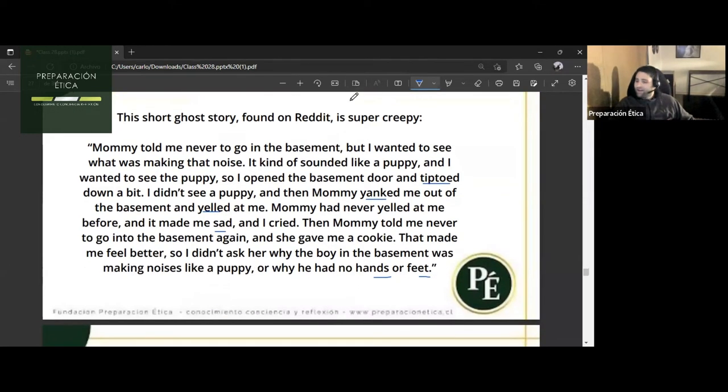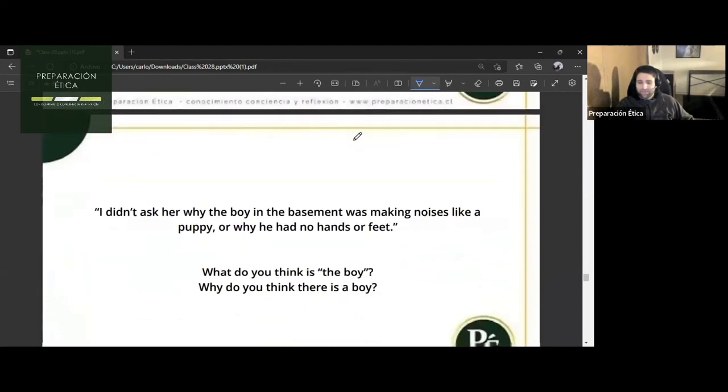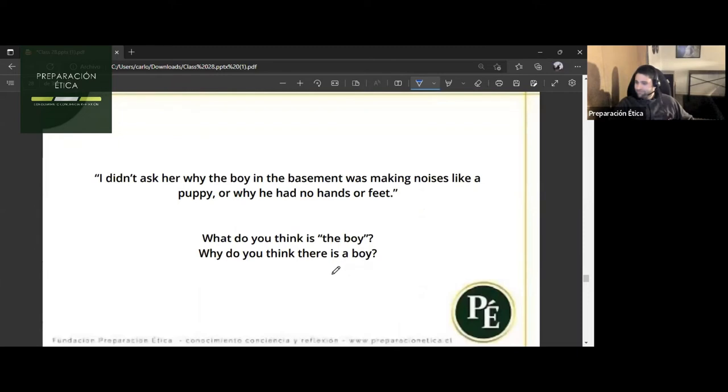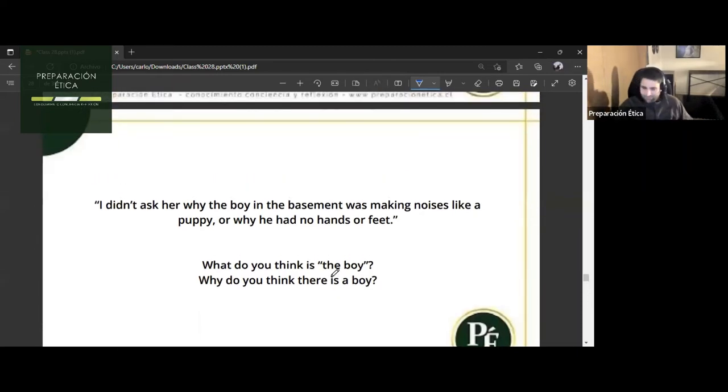So, I want to ask you guys. This is the quote. I didn't ask her why the boy in the basement was making noises like a puppy or why he had no hands or feet. What do you think is the boy? And why do you think there is a boy? So you can answer in the chat. Take your time. I know it could be difficult. But what do you think is the boy? And why do you think there is a boy?